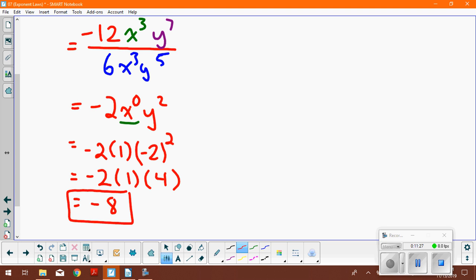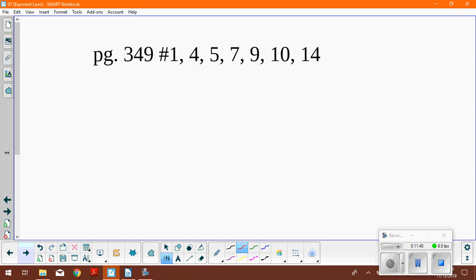A nice little review of exponent laws, just on the basics, and a little bit in algebra. So for the rest of class, there are one of two things you can be doing. If you need some more practice with this skill, here are some recommended questions from the textbook. We're going to use page 349, so you can practice your exponent laws and algebra skills.